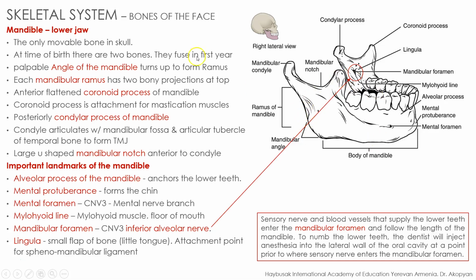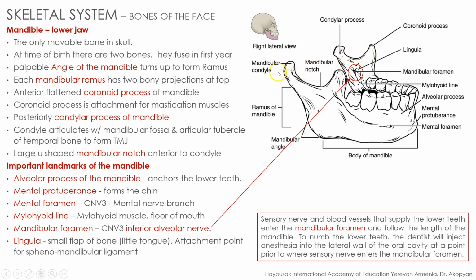The mandible, lower jaw. It is the only movable bone in the skull. At time of birth, there are two bones. They fuse in the first year. The palpable angle of the mandible separates the ramus and the body of the mandible. Each mandibular ramus projects into two bony projections. The posterior projection terminates at the mandibular condyle, and the anterior projection terminates at the coronoid process, separated by the mandibular notch.